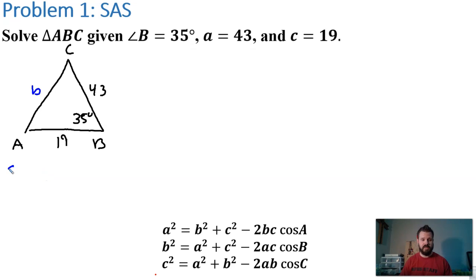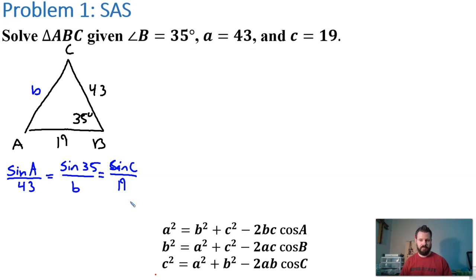So let's set up our law of sines. We could say sine of A, which we don't know, over little a, 43, is equal to sine of B, which is 35, over little b, which we don't know, which is equal to sine of C, which we don't know, over little c, 19. As you can see here, law of sines would not work for this one. I don't have any one fraction that's filled in with two parts. So no matter what equation I'd set up here, I'd have two variables I couldn't solve. So I'd say check the law of sines first. If law of sines doesn't work, we know it's a law of cosines problem. So let's go ahead and do that.